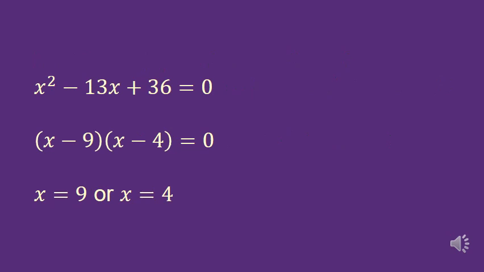So once you've got everything over on the left-hand side, what you've got to do is factor. Again, we're looking for stuff we can multiply to get 36. It's going to add up to negative 13, and that would give me x minus 9 times x minus 4. The opposites are always the answers, and in this case, x is either 9 or 4.